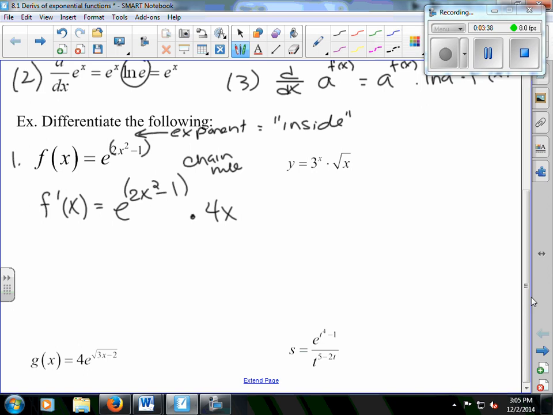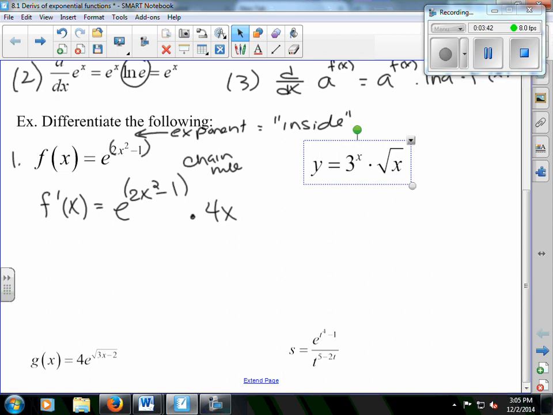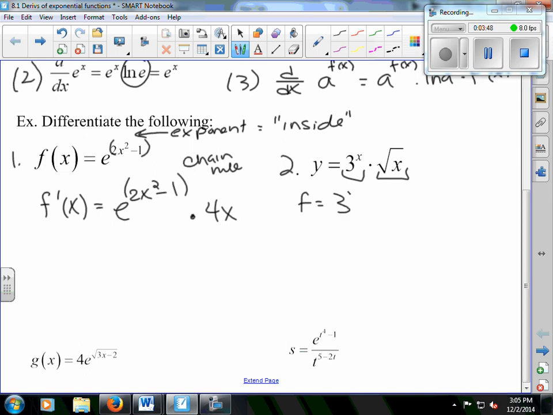So that's number 1. Let's talk about number 2 here. On number 2, I have a product. F is 3 to the x, that's the first part. G would be radical x, that's our second part. I can find f prime and g prime. G prime is just 1/2 x to the negative 1/2. F prime, this is where I'm using my new derivative formula. F prime is 3 to the x times the natural log of 3.